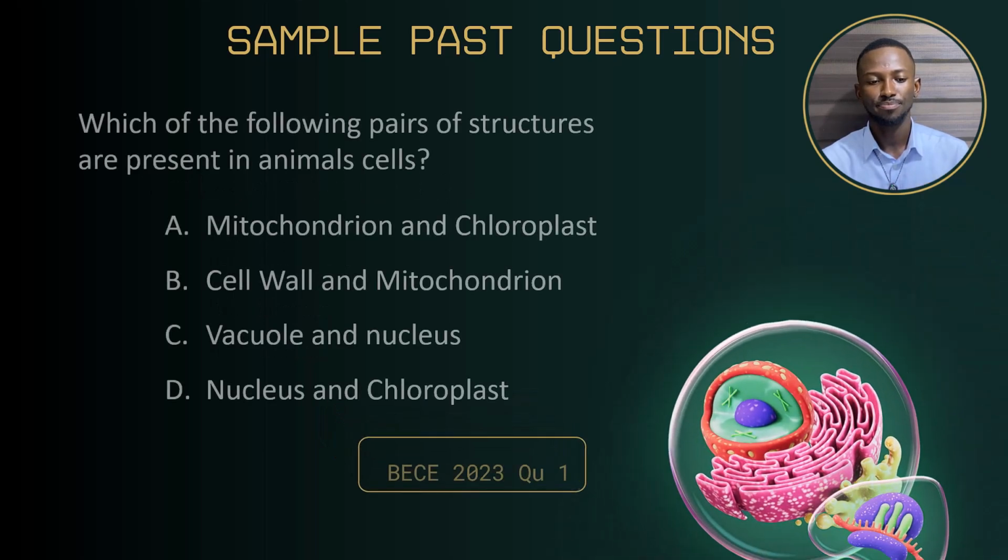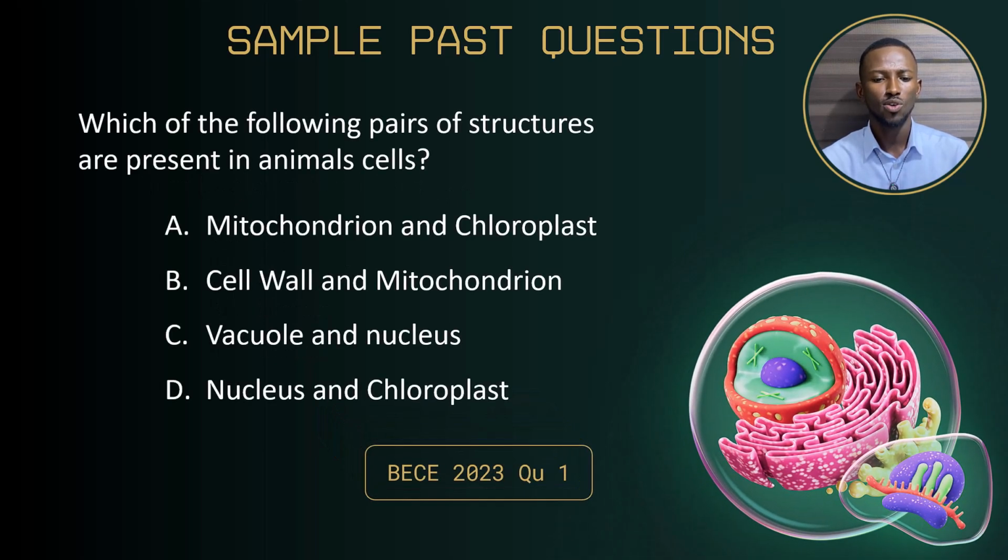The next question. Which of the following pairs of structures are present in animal cells? Which of the following pairs? We have mitochondria and chloroplasts. That obviously is wrong. Why? Because mitochondria is present in animal cells, but chloroplast is present only in plant cells.